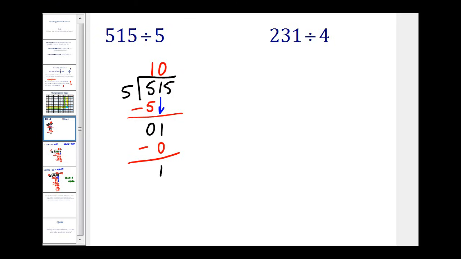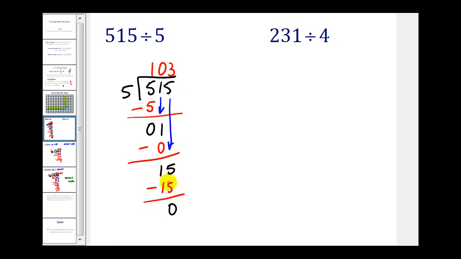Notice we have one more digit to bring down, and it's the last digit, which is the 5, which creates the number 15. And now we ask the question again, how many 5s are there in 15? Well, there are 3 5s in 15, so we place a 3 above the 5, and we multiply again. 3 times 5 would be 15, and we subtract.